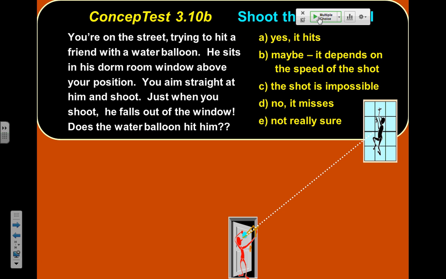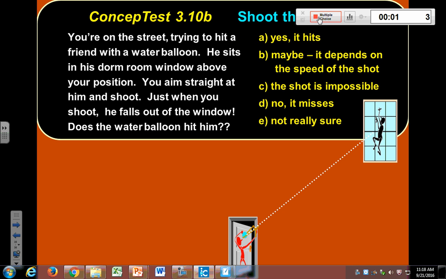Okay, you're on the street and you're trying to hit a friend with a water balloon. So same situation basically, except you're on the street. And so you're aiming straight up at him. But then just as you shoot, he falls. What happens? I don't know if he survives or not. It does have enough velocity to reach him, yeah.